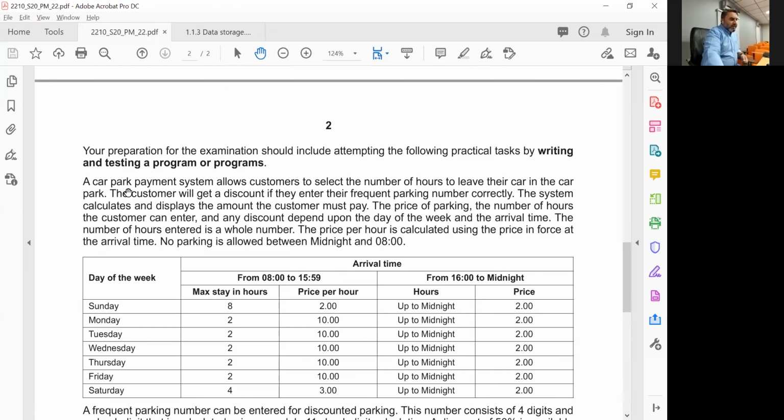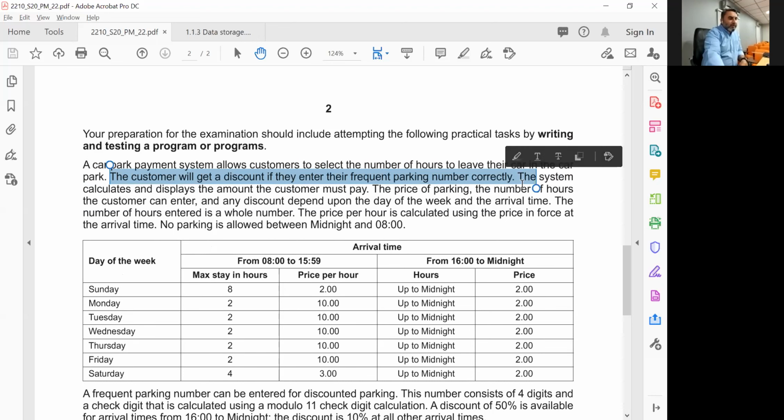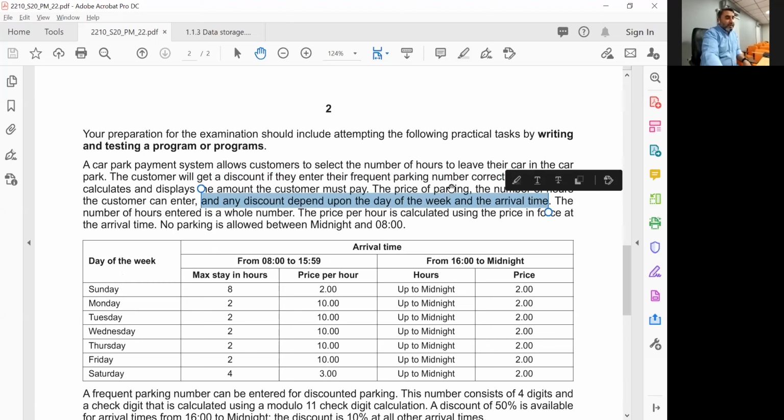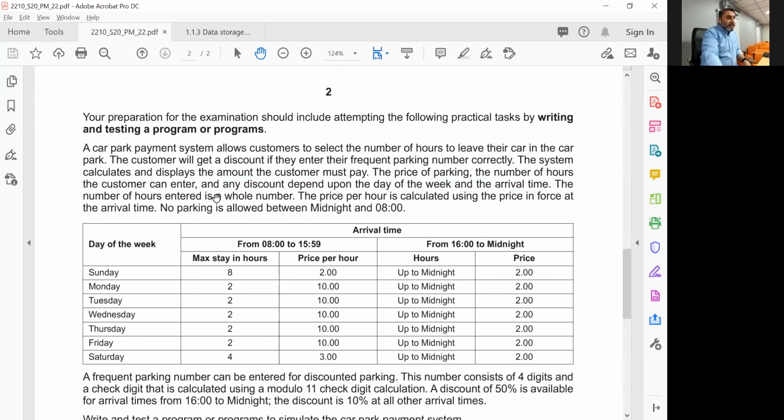It is about car park payment system. A car park payment system allows customer to select the number of hours to leave their car in the car park. The customer will get a discount if they enter their frequent parking number correctly. The system calculates and displays the amount the customer must pay, the price of parking, the number of hours the customer can enter, and any discount depend upon the day of the week and arrival time. The number of hours entered is a whole number.